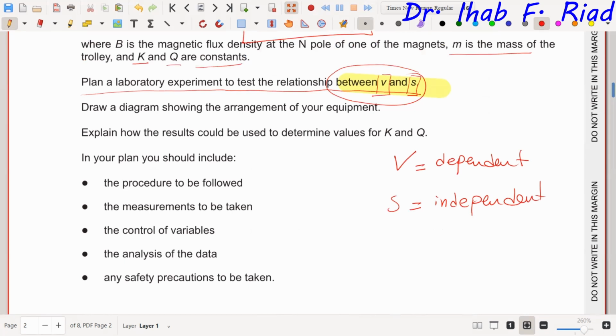How do we know that? Typically, the question tells us we are going to investigate the relationship between this parameter and that parameter. Typically, you're going to see a similar statement like this. So one of them is going to be the dependent and one the independent. The easiest to control and to fix is going to be the independent. The one that we subsequently measure is going to be the dependent.